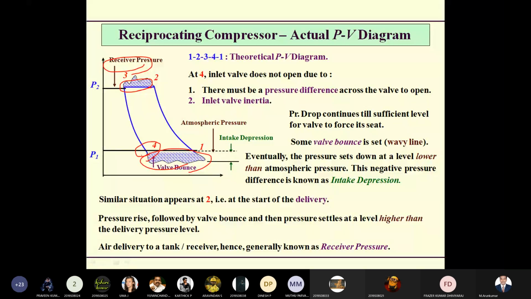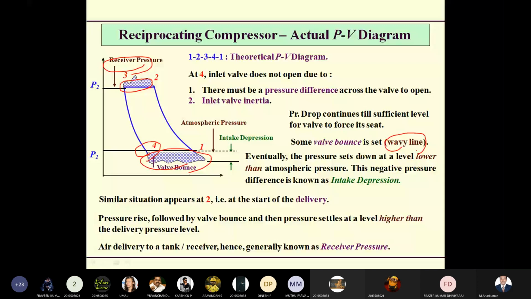So at this point 4, the inlet valve is to open, but it does not open because there must be a pressure difference across the valve to open it, and also there is inlet valve inertia. Because of that, we have this valve bounce. So the pressure drops continue till a sufficient level for the valve to force its seat. So some valve bounce is set, that is the wavy line. Eventually the pressure settles at a level lower than atmospheric.